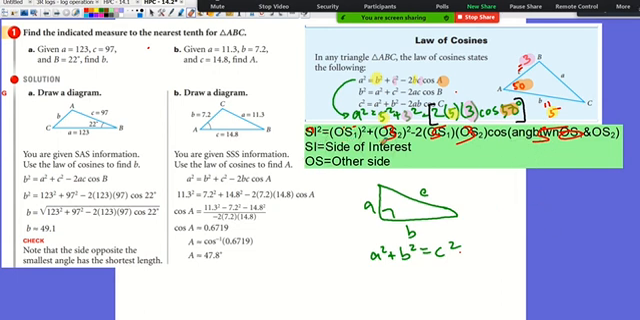Now let's pretend instead they gave you A as 4, and let's say C was 20.